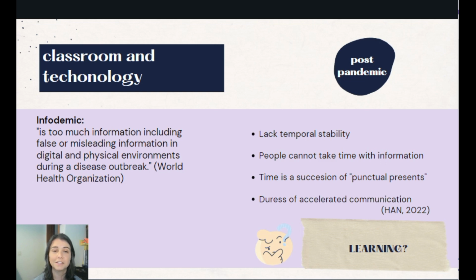Byung-Chul Han brings that infodemic does not only happen during a disease outbreak. This author relates the infodemic to democracy and how democracy is endangered when people do not think and do not reflect about the information they get. Han states that there is a lack of temporal stability, so people cannot take time with information, so they have access to too much information too fast.